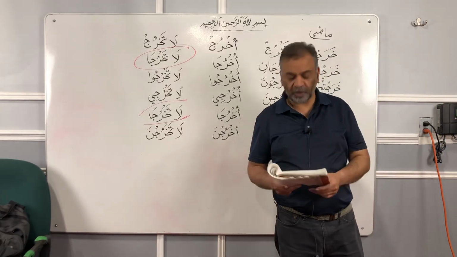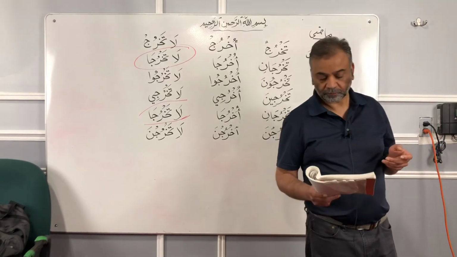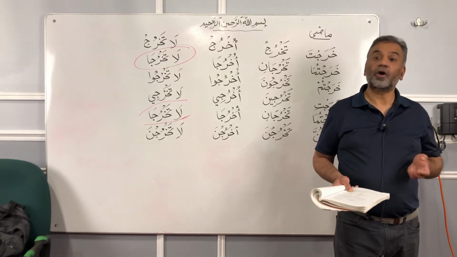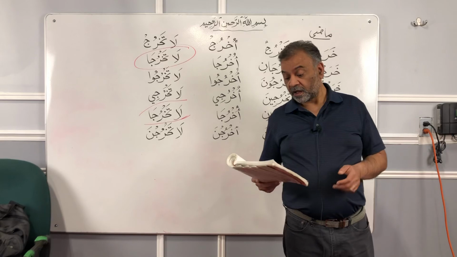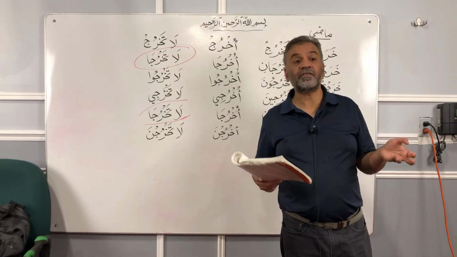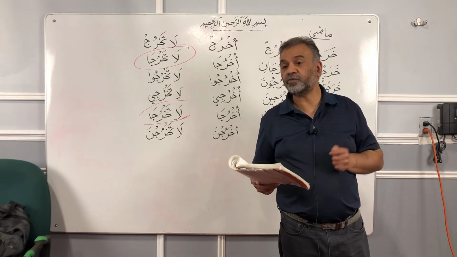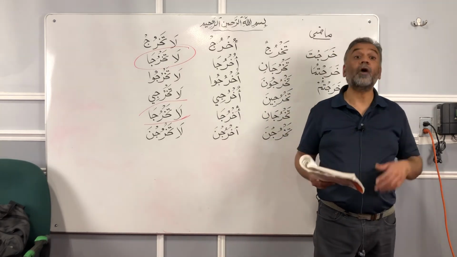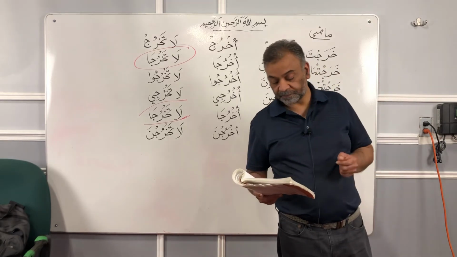Number 10. Now number 10 is very easy. Fi'l ta'ajjub, verb of wonder. Hamidun tawilun. Hamid is tall. Now you use how tall Hamid is. So you say ma atwala Hamidan. How tall is Hamid? Hazihi sayyaratu jamilatun. This car is beautiful. Now I'm going to say how beautiful this car is. Ma ajmala hazihi sayyarata.